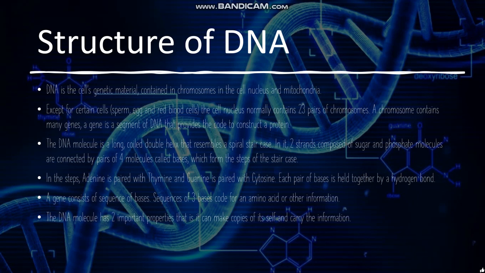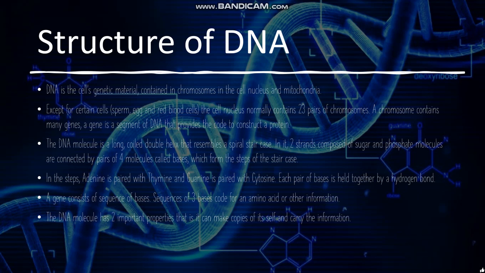The DNA molecule is a long coiled double helix that resembles a spiral staircase. In it, two strands composed of sugar phosphate molecules are connected by pairs of four molecules called bases, which form the steps of the staircase. In these steps, adenine is paired with thymine and guanine is paired with cytosine. Each pair of bases is held together by a hydrogen bond.